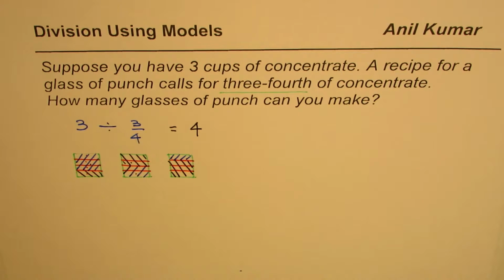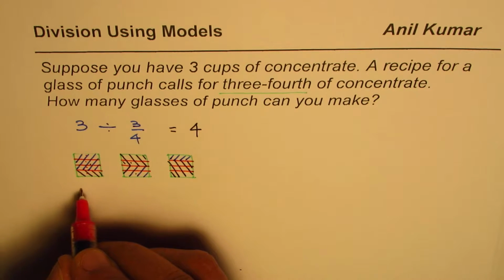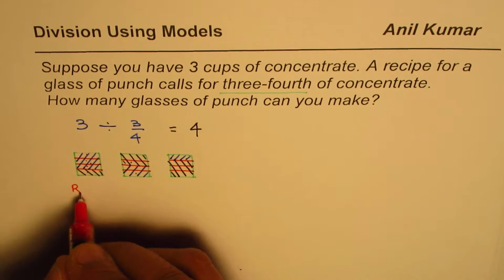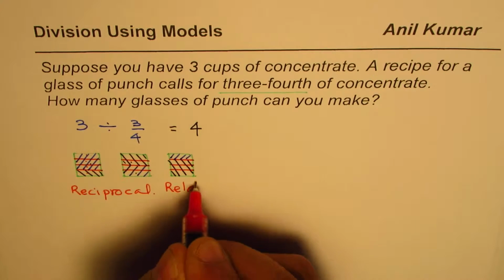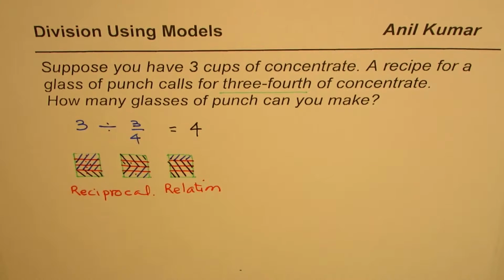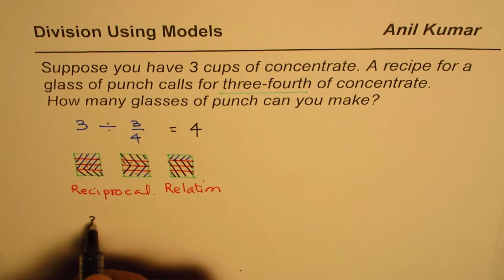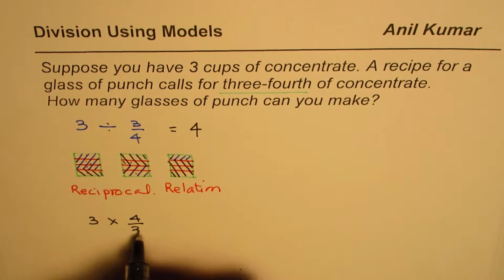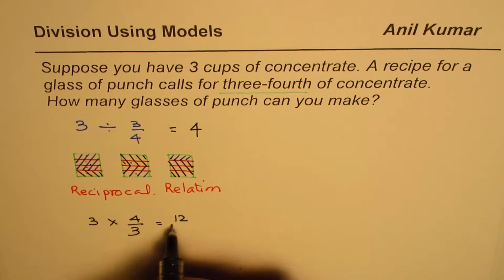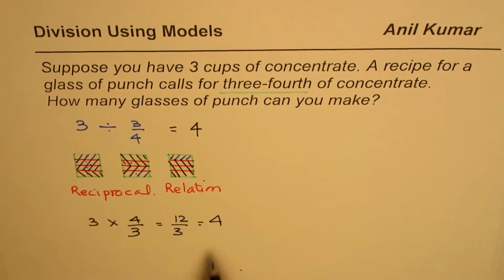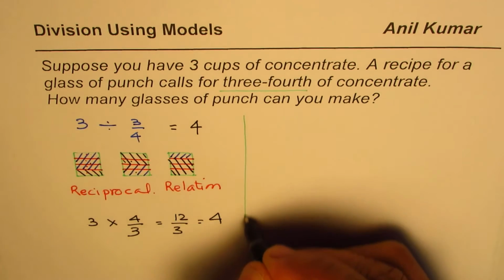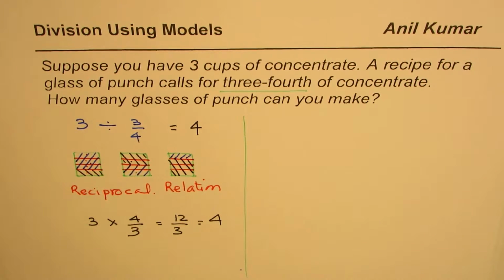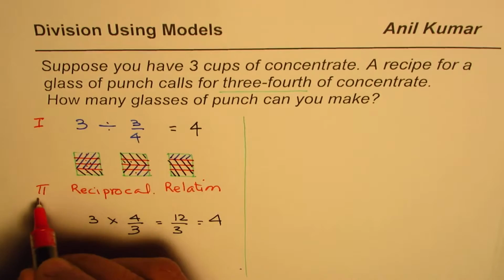I hope this process is clear. One other way is to use the fact that division and multiplication are reciprocal. So that is the reciprocal relation. We could write 3 divided by 3/4 as 3 times 4/3. So 4 times 3 is 12, and 12 divided by 3 is indeed 4. So again we get the result by using the reciprocal relation. You can see we have already done it with 2 different methods. This is method number 1, and this is method number 2.